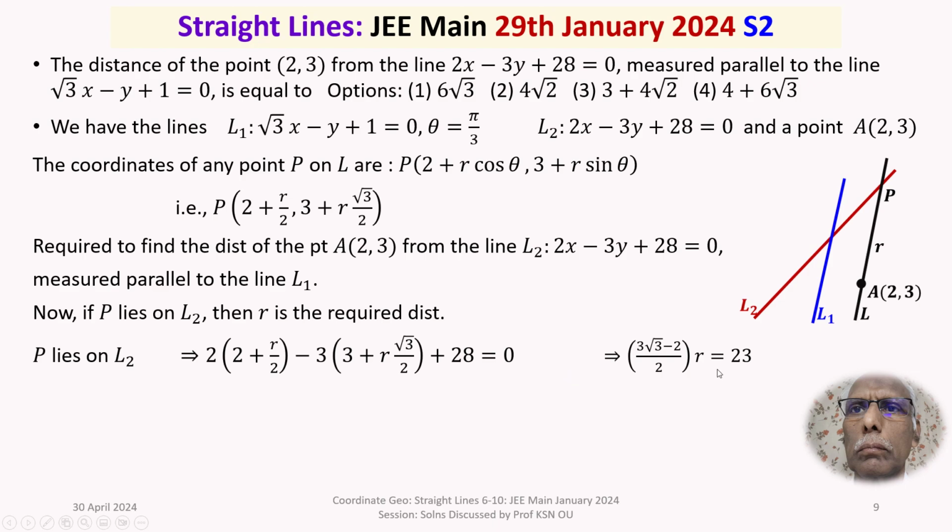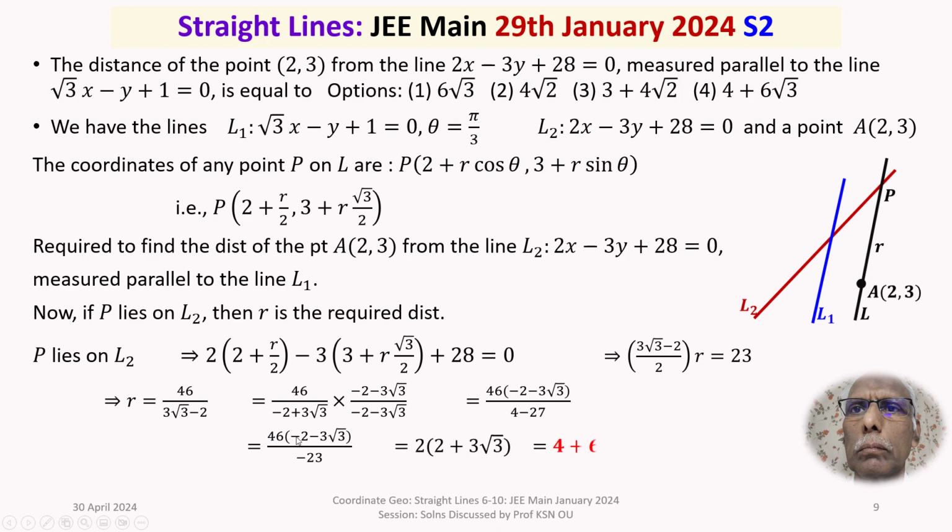Now simplify, you get this one. Then R will be equal to 46 by 3 root 3 minus 2. Now rationalize the denominator by multiplying and dividing by minus 2 minus 3 root 3, and simplify. You will get 46 into minus 2 minus 3 root 3 by minus 23, and this will be 2 into, in brackets, 2 plus 3 root 3, that is 4 plus 6 root 3.